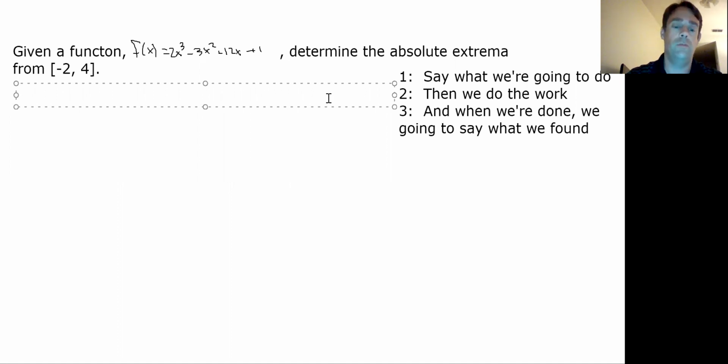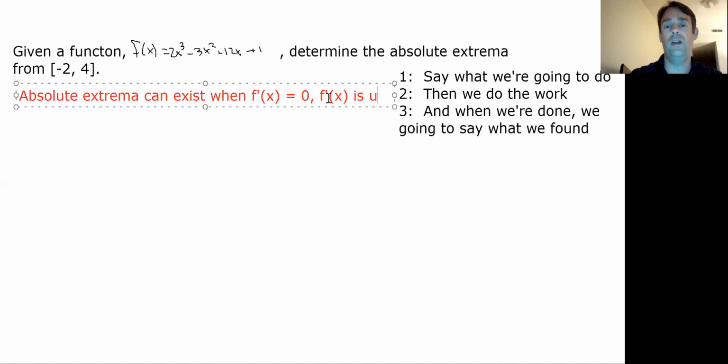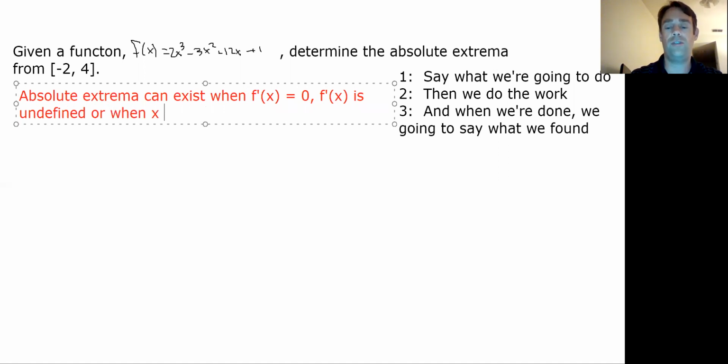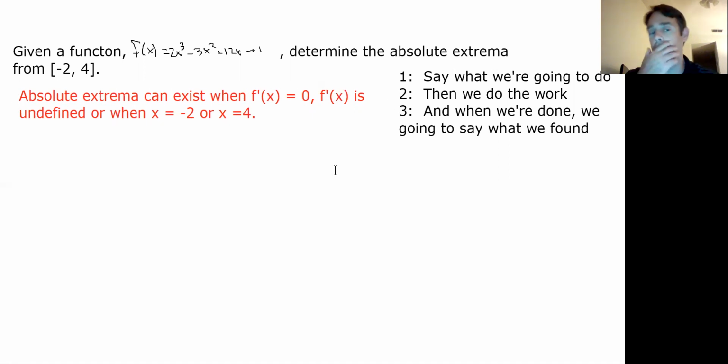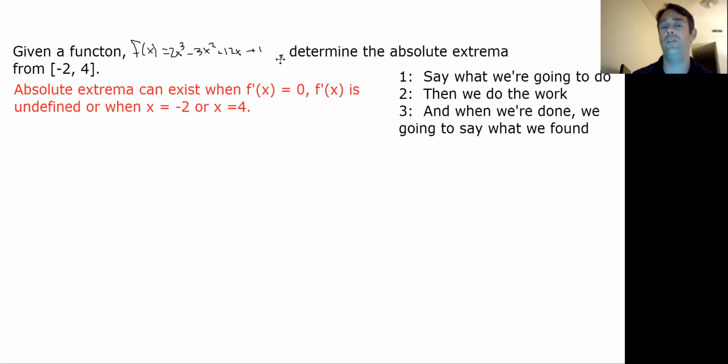So we're going to say what we're going to do. Absolute extrema can exist when f prime of x equals 0, f prime of x is undefined, or when x equals -2 or 4. It's going to seem pretty redundant as we go through this, but what we're doing here is giving ourselves permission to go ahead and do math. We can't just hop in and do it. We have to give ourselves permission to do what we want to do.